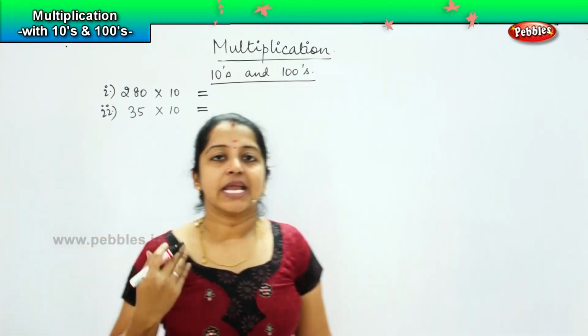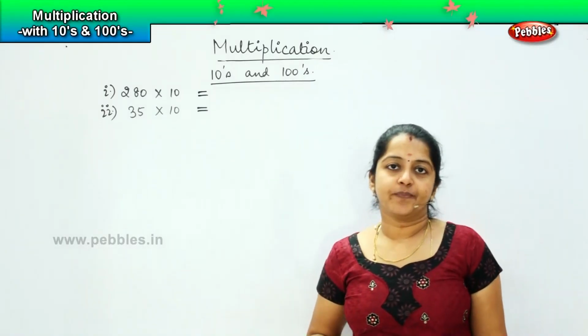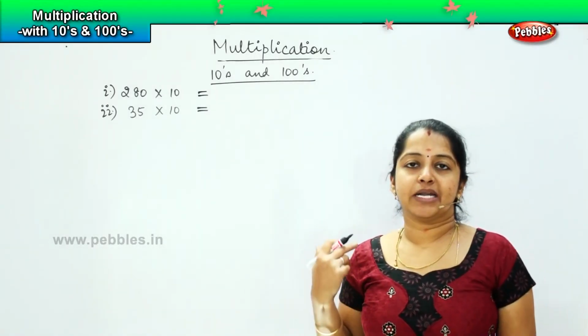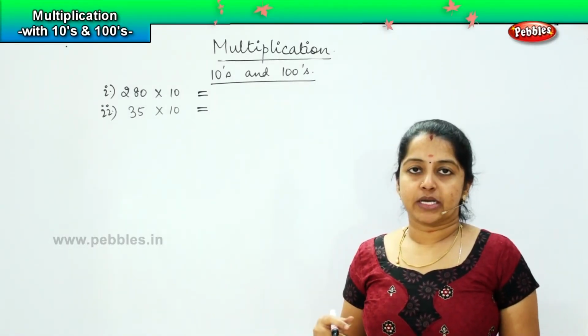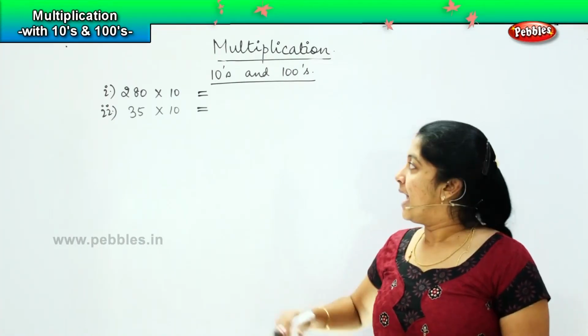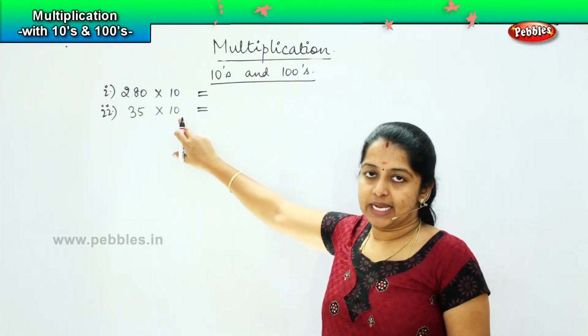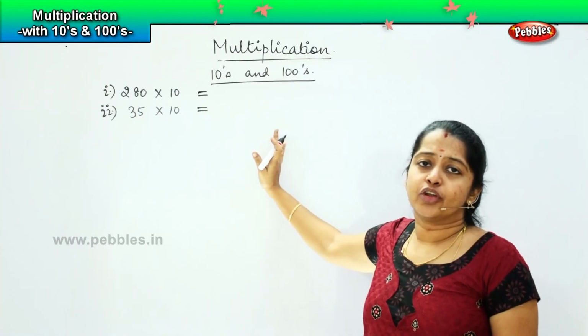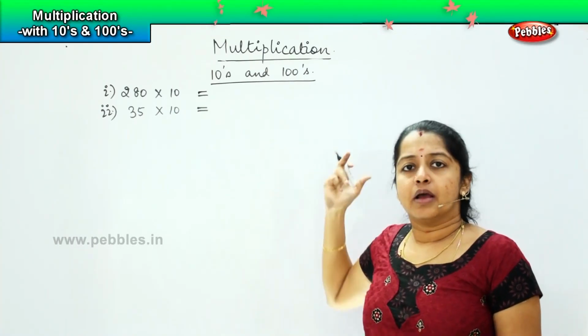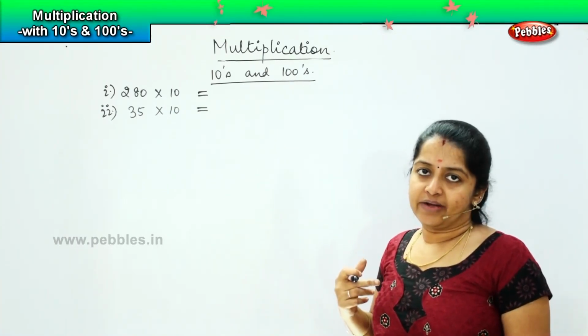The reason is because in our properties of multiplication, we have learned that anything multiplied by 0 will give you an answer 0, right? And since 0 is there towards the end, it is easy for you to put the 0 after the product.